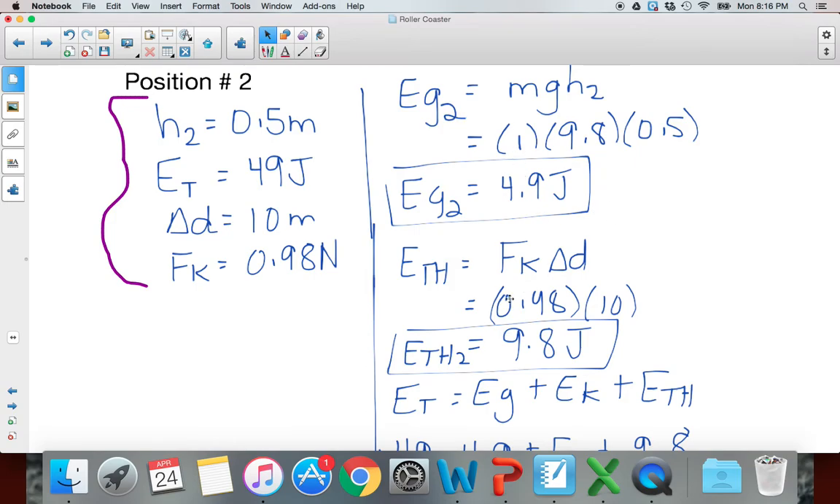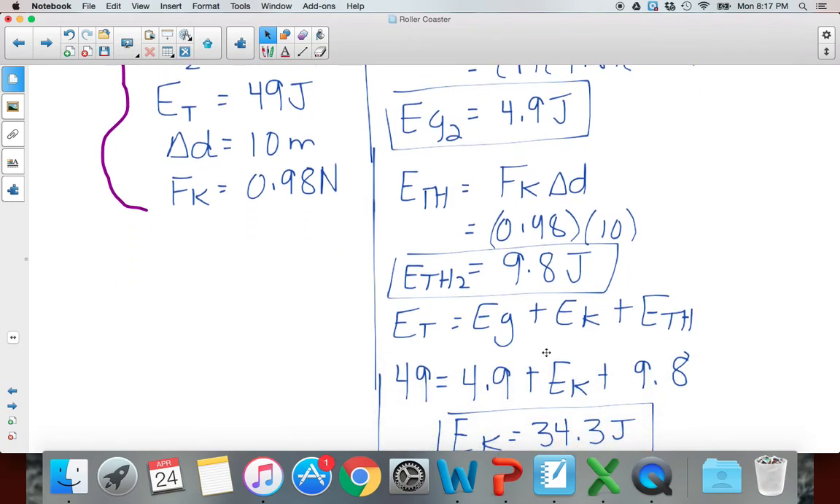And then now we can use the E thermal equation, that it's friction times distance where there's friction, to find out the amount of energy lost due to friction up to point 2. So that delta D is between the start of the coaster and that point. How much distance is there where we're counting friction? And the answer is 10 meters. So that gives us our 9.8.